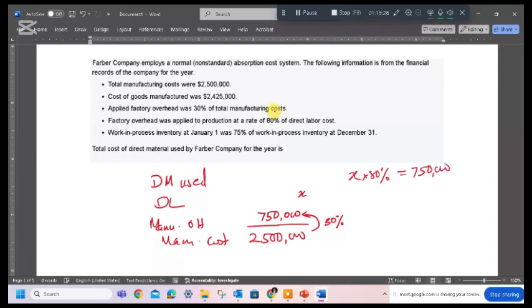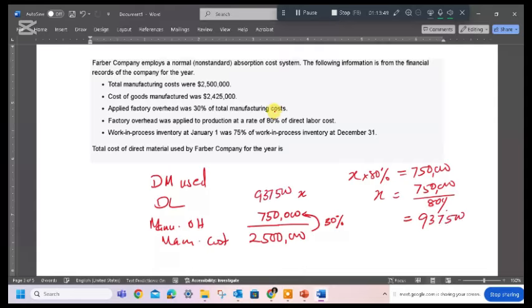Repeat, factory overhead was applied to production at a rate of 80% of direct labor cost. So X is going to be 750,000 divided by 80%. What do you get for that? 937,500.